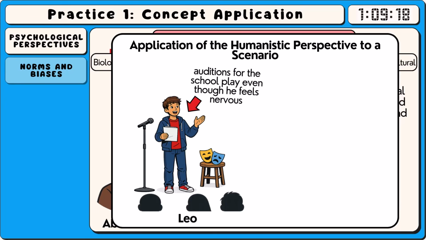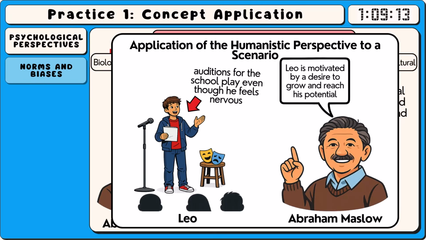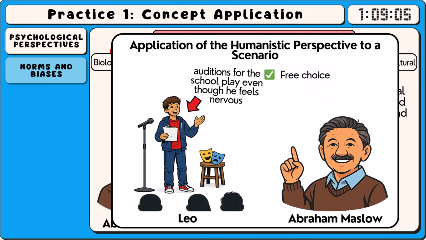Imagine that Leo decides to audition for the school play even though he feels nervous. A humanistic psychologist would say Leo is motivated by a desire to grow and reach his potential, which helps him overcome his nervousness. From this view, the behavior reflects free choice and desire for personal development.